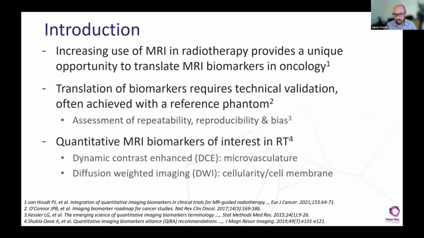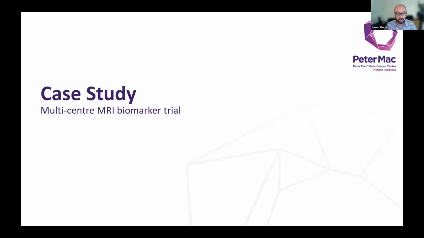In particular, in radiotherapy, the biomarkers which seem to get a lot of attention are dynamic contrast enhanced MRI, because it's a surrogate for microvasculature changes, and diffusion weighted imaging, which is generally considered a surrogate for changes in cellularity, so how many cells there are in a tumor, or damage or changes to the cell membrane itself.